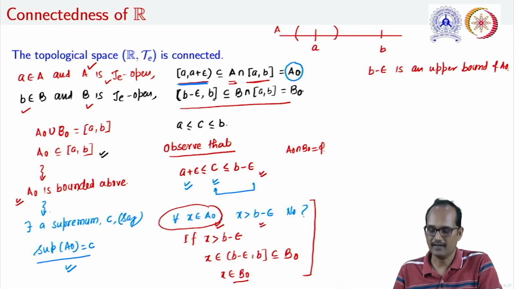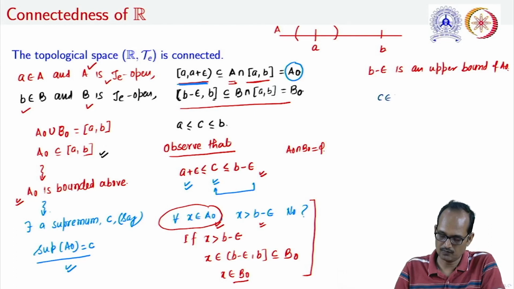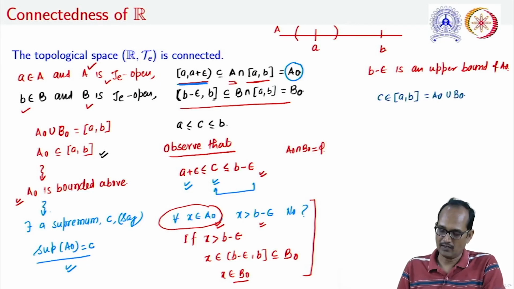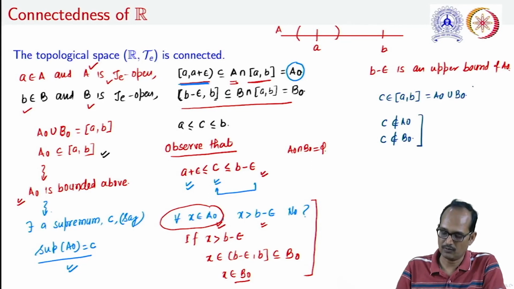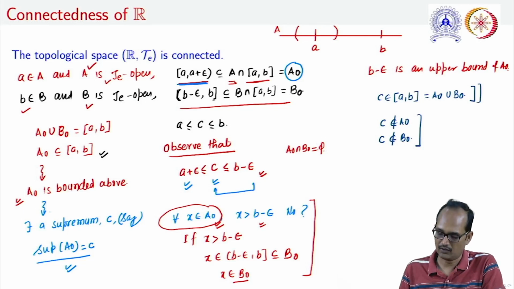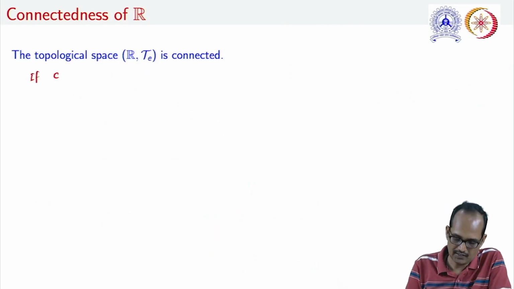Finally, what we have with us: note that C belongs to the closed interval [a, b], which is equal to A naught union B naught. What we can show is that C is neither an element of A naught nor a member of B naught. If we can justify these two, then we will reach a contradiction, and after that we can conclude that this topological space is connected. So finally we are going to justify that C is not an element of A naught and C is not an element of B naught. Now if C is an element of A naught, which is precisely the intersection of [a, b] with A, then C is also an element of the set A. Note that this A is open.